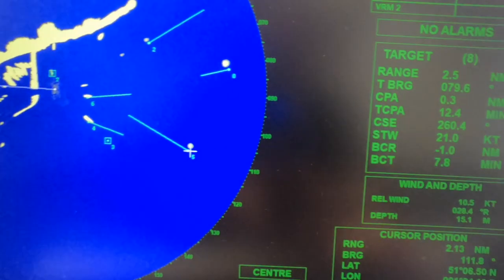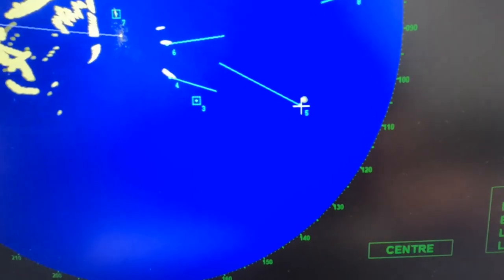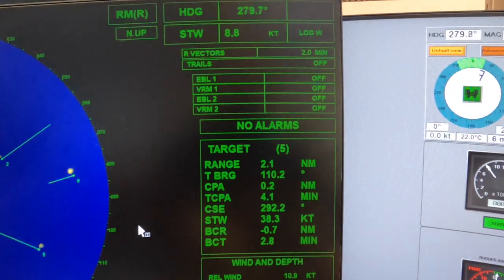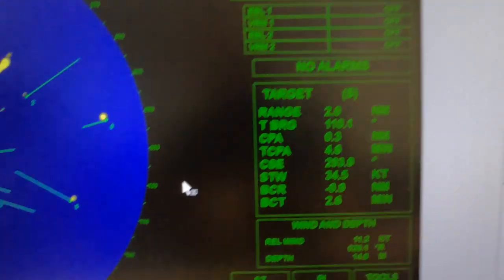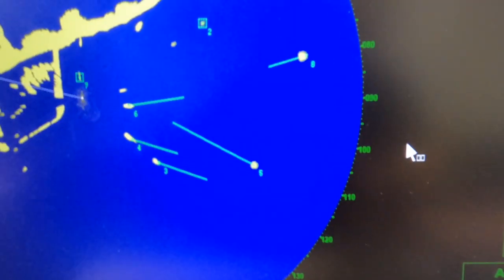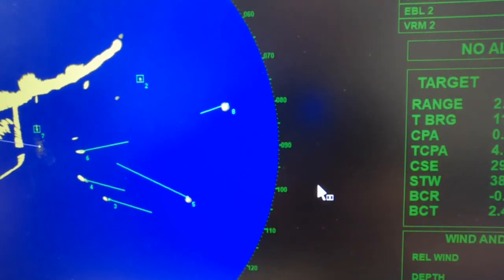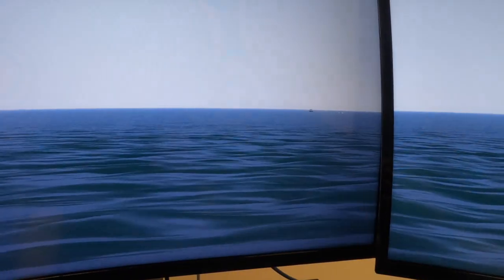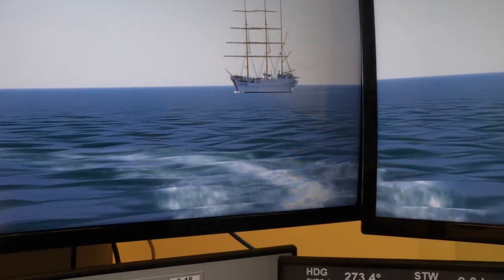So 8 is 2.5 miles away. Click on this one, which is number 5. It's coming towards the harbour. So number 5 is 2.1 miles away, range 110. We'll just see what speed he's doing, CPA 0.2. And if we have a look out, we'll be able to see that's the square rigger, that's the Eagle going away.